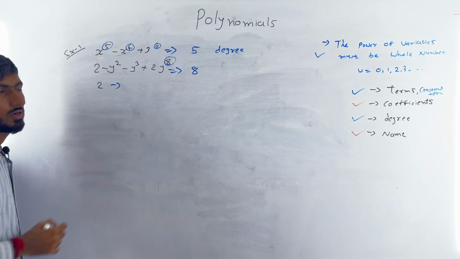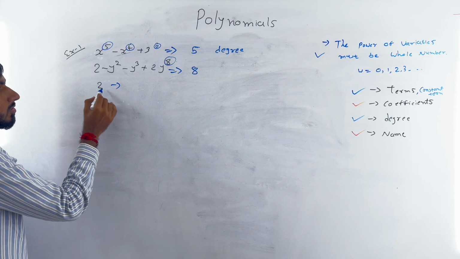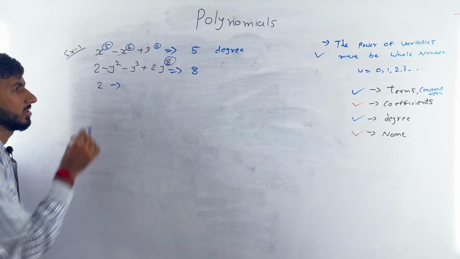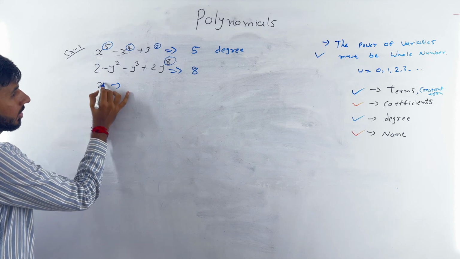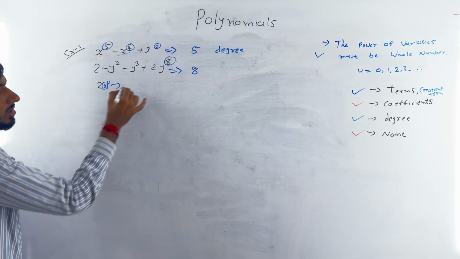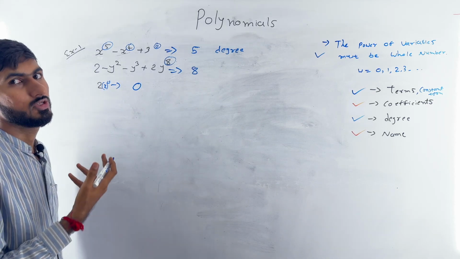Now for the third one, what is the maximum power of variable in this polynomial? Here I cannot see any variable. So I can write x power 0 here. So my degree will be 0. So it is very easy, right?